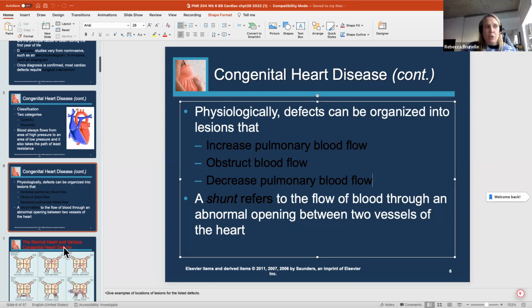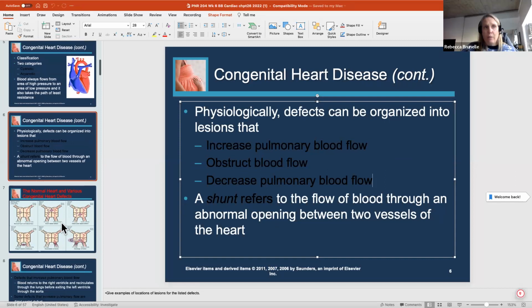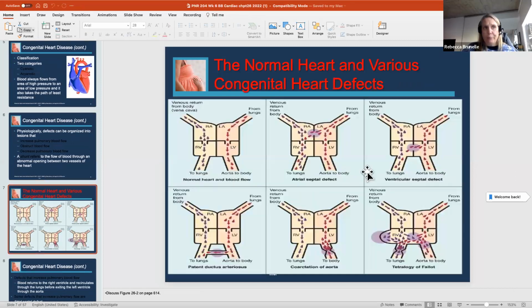This next slide is going to show you all the different ways when we talk about shunting. So this is the review again of the normal blood flow, where it returns to the right atrium, your deoxygenated blood goes to your right ventricle, goes out to your lungs, comes back from your lungs to the left atrium, goes to your left ventricle, and then out to your body.